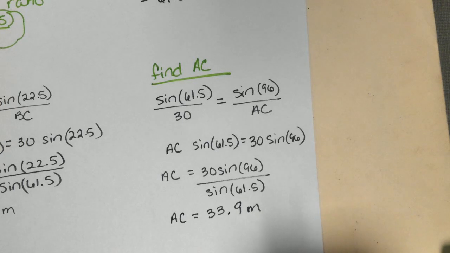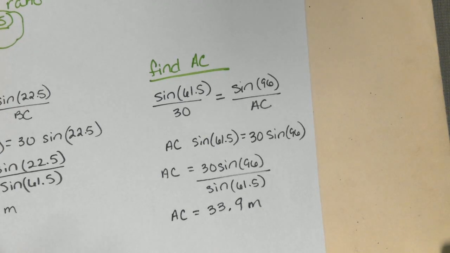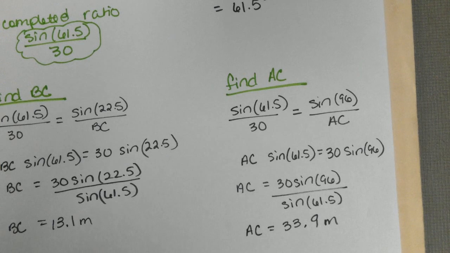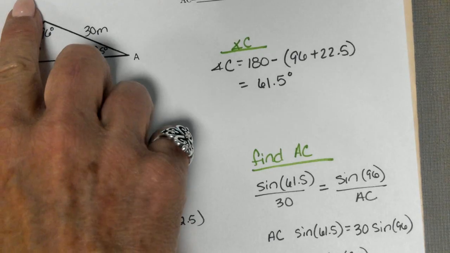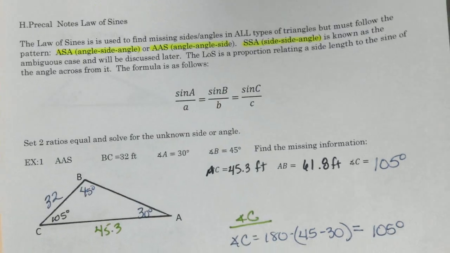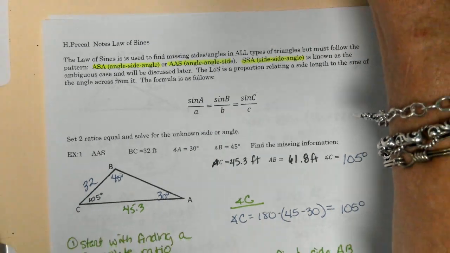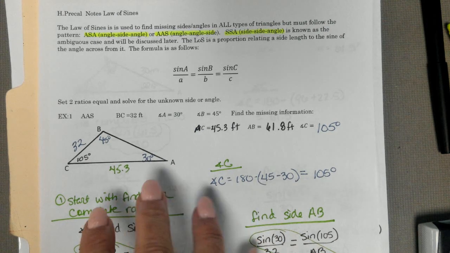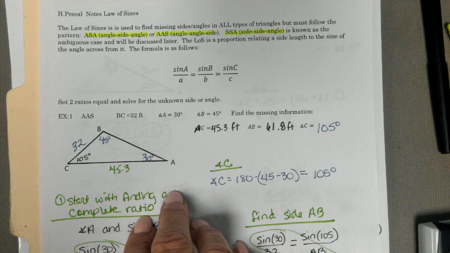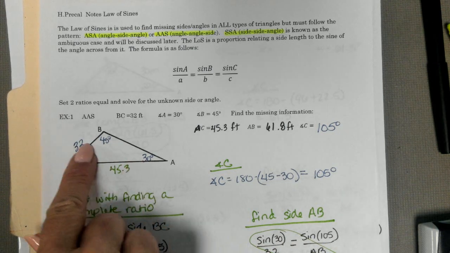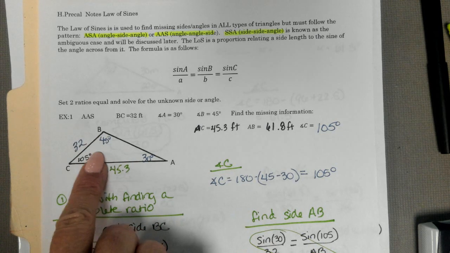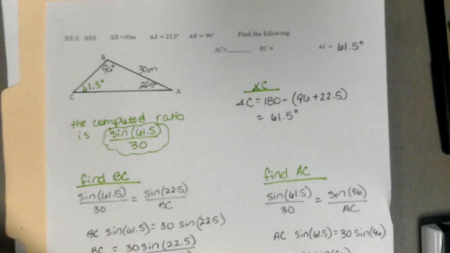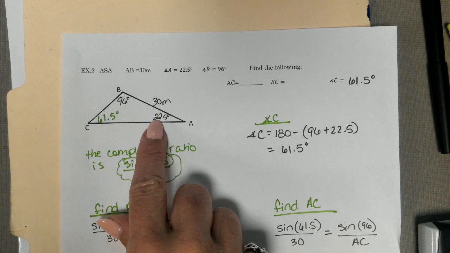All right, so what you should have grasped from this lesson is when you're using law of sines, you got to follow the patterns of angle, side, angle, or angle, angle, side. And when you are trying to set all of this up, you got to make sure that you find a completed ratio. If you have the angle, angle, side pattern, you have a completed ratio to start with before you even find your missing angle. If you're using the angle, side, angle pattern, you have no completed ratio.